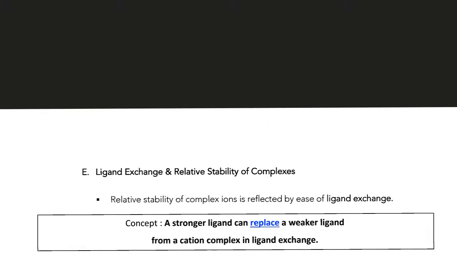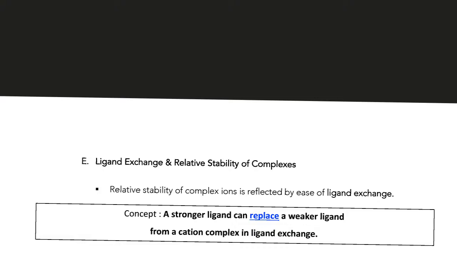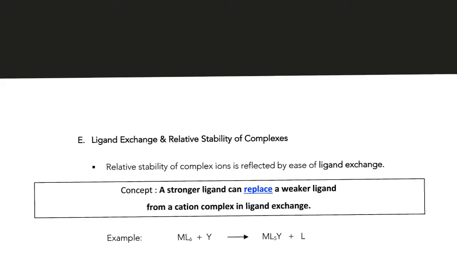Now, one thing about complexes, because they are called complex, is that you can exchange the ligands, because depending on what you have, you can substitute one of the ligands and exchange it out for another one. This depends on the ease of ligand exchange. Basically, the idea is that a stronger ligand will replace a weaker ligand from the cation complex. A little bit like how a more reactive metal would displace a less reactive metal, but here we're talking about ligands.